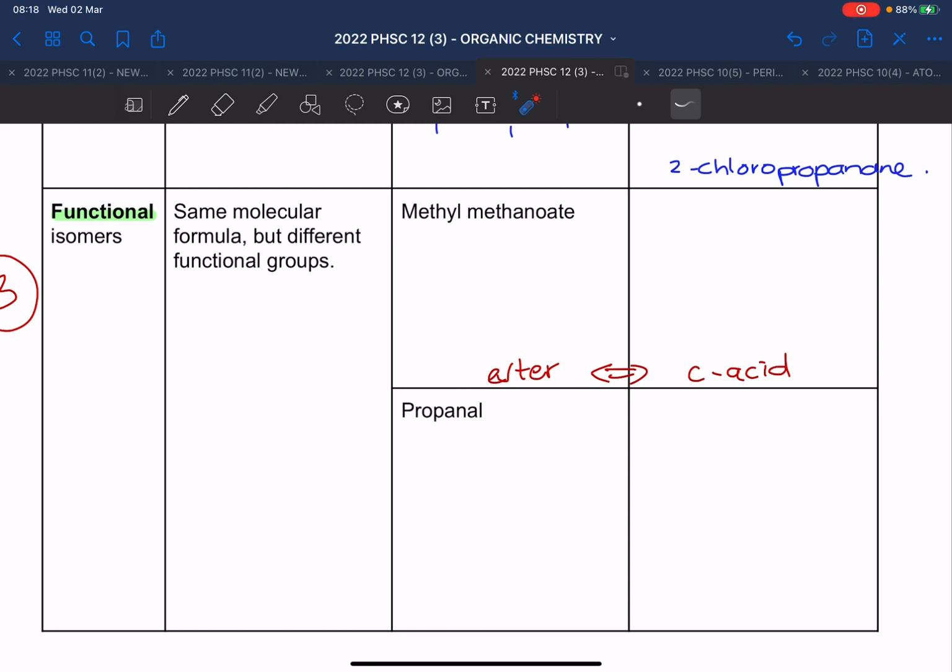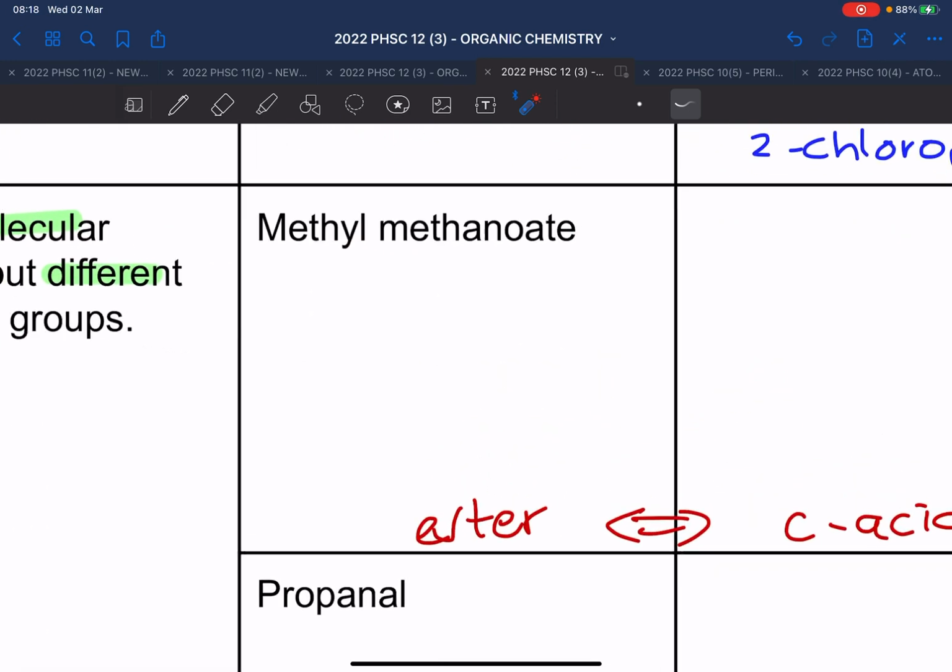They're both functional isomers. Same molecular formula, but different functional groups. So you must change the whole functional group of it. Methyl methanoate, you always start with methanoate. But when you get an ester, I want you to always start with the functional group of it. So it's C double bond O, O, C. That must be there. No choice about it. Then you can add more carbons, but this must be there.